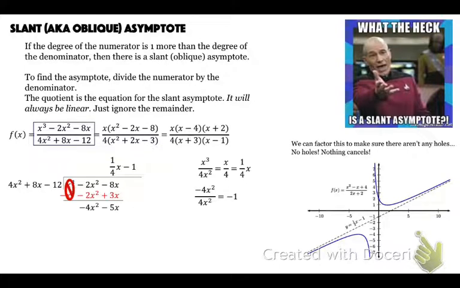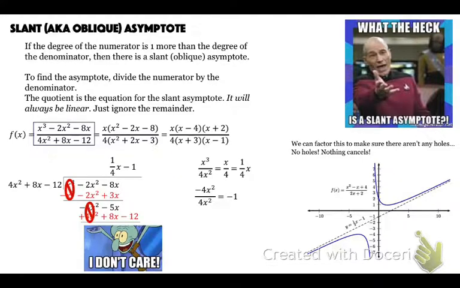And then multiply. Honestly, if you wanted to stop right here, you're done. Because even when we multiply, we're just going to ignore the remainder anyways. But let's just go through and multiply. So negative 4x squared minus 8x plus 12. Change those. Those cancel. I'm left with 3x minus 12. Well, I can't divide that. So I don't care about it. Okay? We don't care about that. So that means that our slant asymptote is at y equals 1/4 x minus 1.